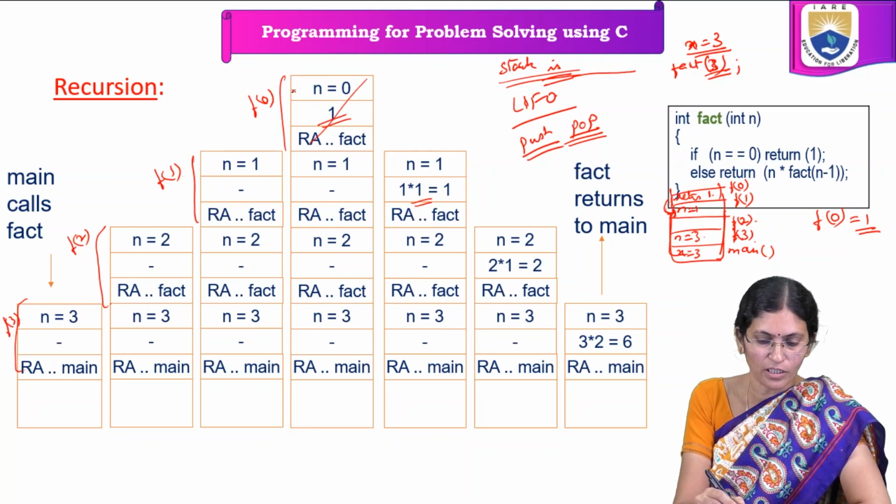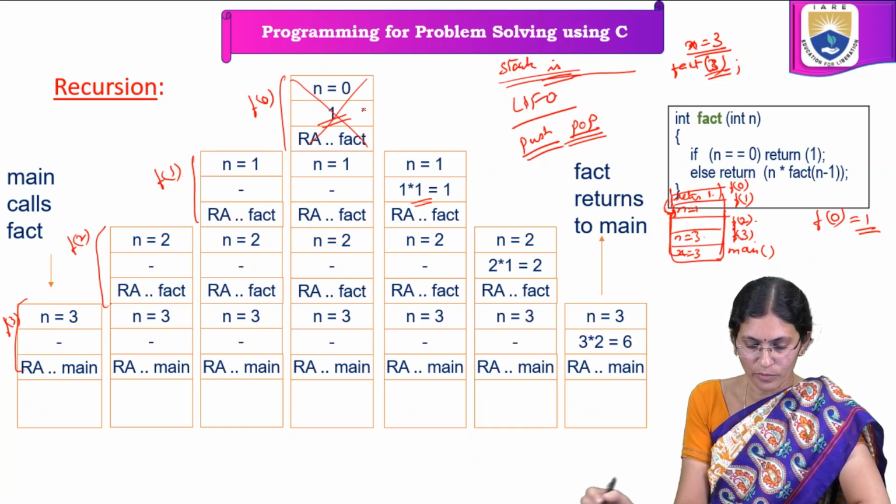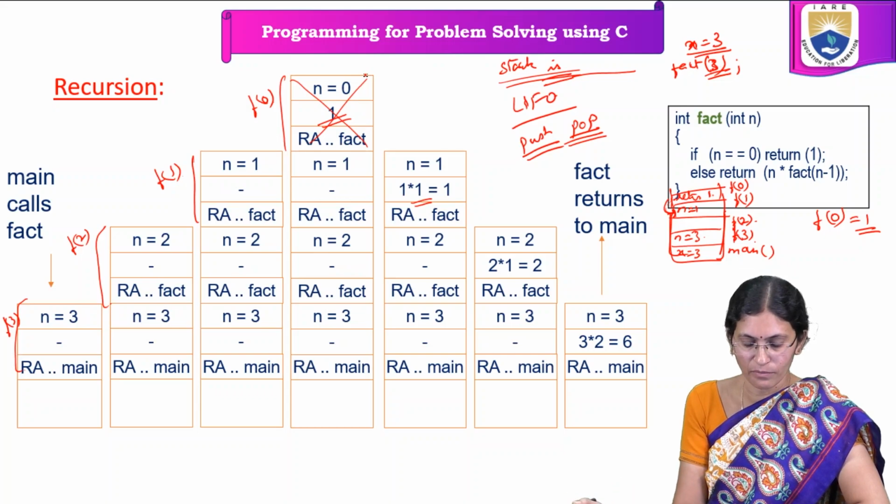So now this part of the stack memory is popped out from the stack. This is no longer available. This value is no longer available now. Now corresponding to f of 1.